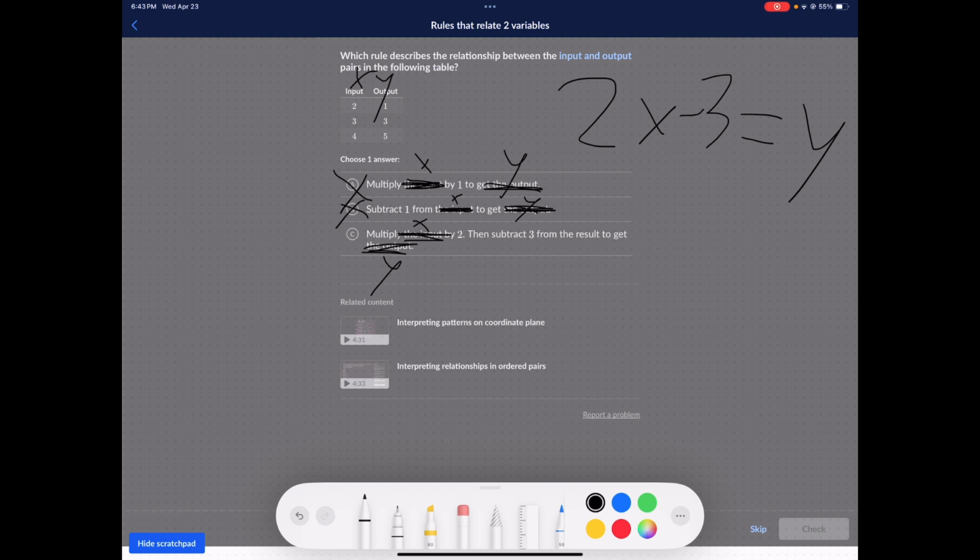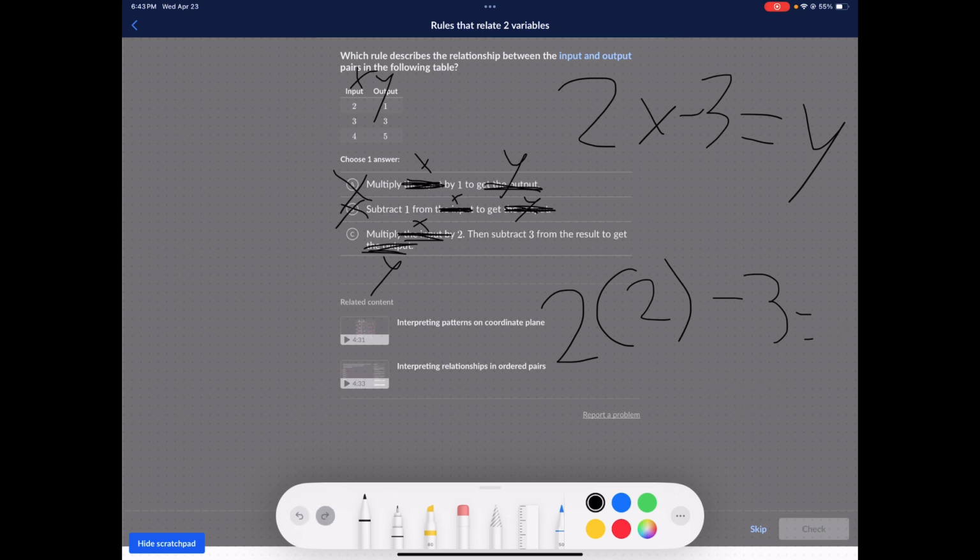So we have 2 as x, so 2 times 2 minus 3 equals 1. Let's see, is that correct? Well, 4 minus 3 is equal to 1, and that is correct, so that first one's right. Now, what about the next one?